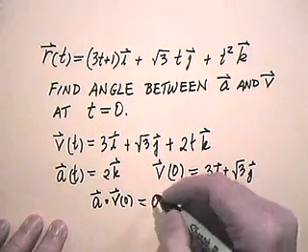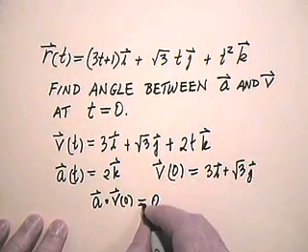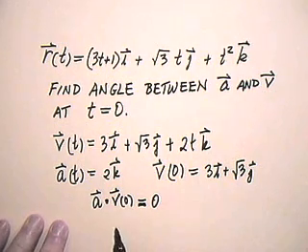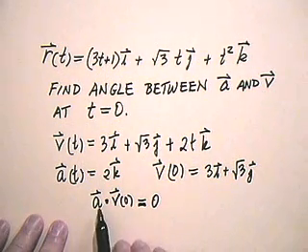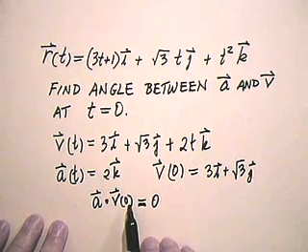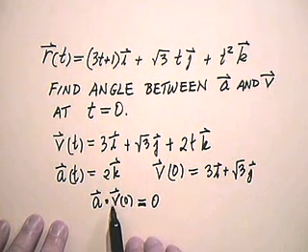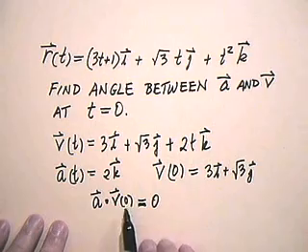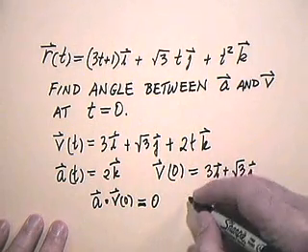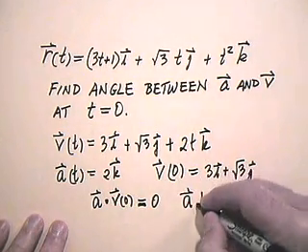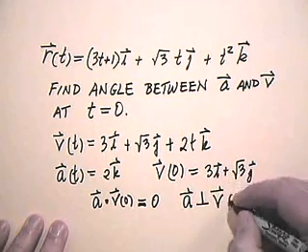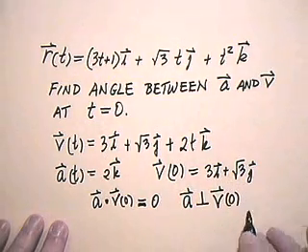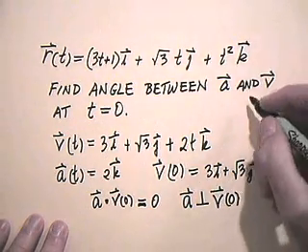we get 0. What does that tell us? Remember, whenever the dot product of two vectors is 0, that's telling us the vectors are perpendicular, because remember the cosine of pi over 2 is 0. So this tells us A is perpendicular to V at 0. The angle between them is pi over 2.